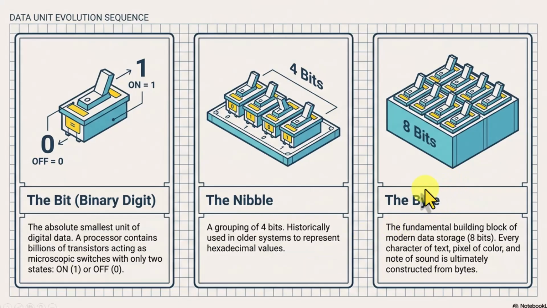And after that, we have the byte. A byte is 8 bits. 8 bits is called 1 byte. So where is it used? That is just the fundamental building block of modern data storage. Every character of text, pixel of color, and note of sound is ultimately constructed from bytes, maybe 1 byte, 2 bytes, 3 bytes. The data sizes or register sizes that we have are based on this 8, whether that is 8, 16, 32, or things like that. That's why the byte is very important.